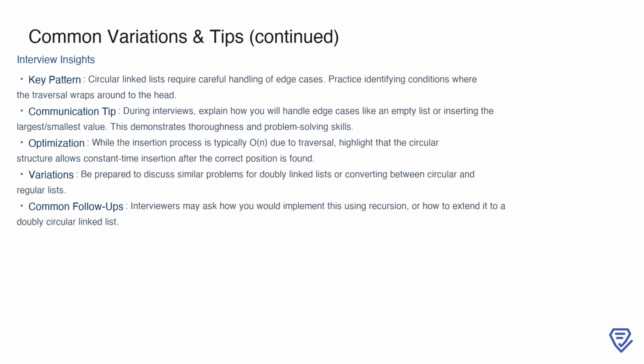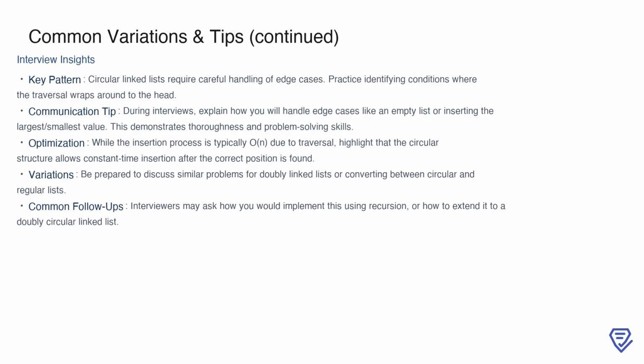When it comes to interviews, circular linked lists are a great way to test your attention to detail and handling of edge cases. A key pattern to focus on is recognizing when traversal wraps back around to the head. This skill demonstrates a thorough understanding of circular structures. During the interview, make sure to communicate your approach for handling edge cases, such as an empty list or inserting values that are either the smallest or largest. This shows that you're thinking critically about all possible scenarios.